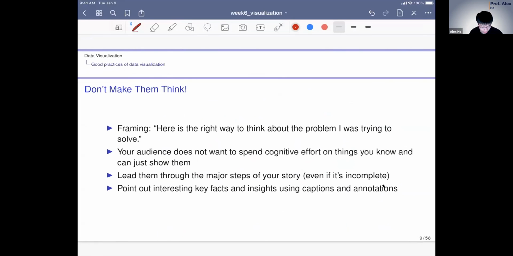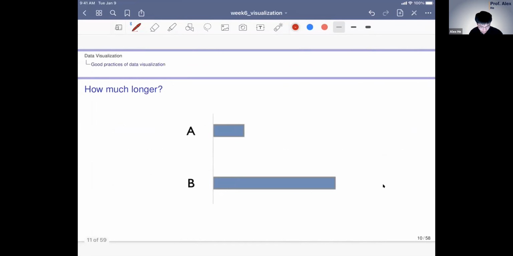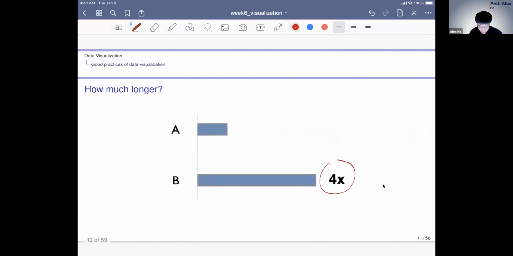Okay, so let's look at some examples of how to make that effective and direct. If you're looking at this figure, this is a bar chart, right? You have two bars, one is A and one is B. And can you see how much longer B is relative to A? Five times longer. About 4 or 5 times. Okay, so actually it's 4 times, but you're pretty close.